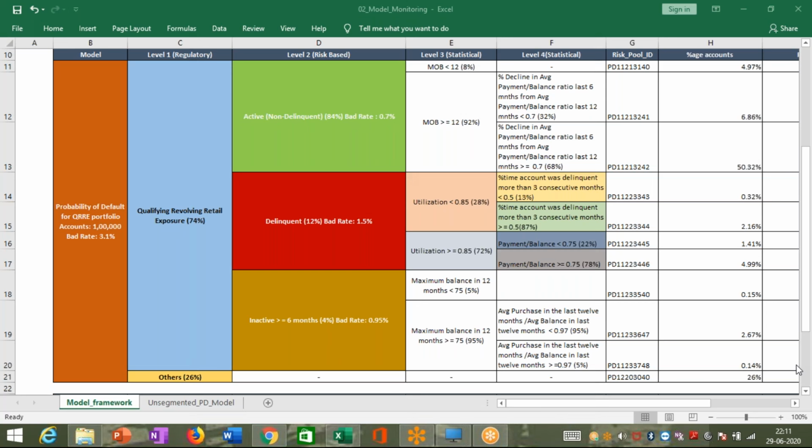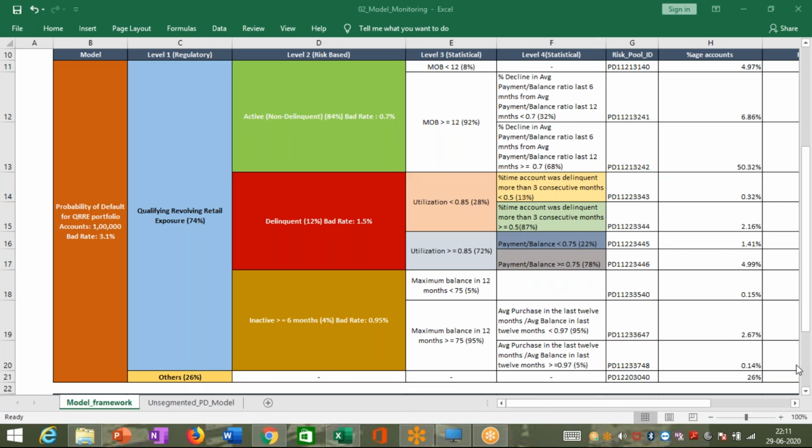So the first check, after you have developed a segment or after you have run through a decision tree and got to a segment, one thing that you always need to keep in mind is that a segment must be intuitive in nature, right? And the rank ordering of the segment must be maintained. So basically, accounts which have lower utilization must on an average have lower probability of default than accounts which have higher utilization, right? So that must be maintained.